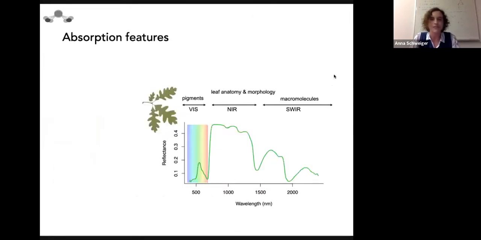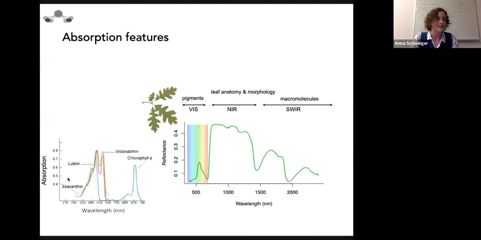This is a typical reflectance spectrum of a leaf, and you can see that plants are very efficient at absorbing light in the visible part of the spectrum, and they of course power photosynthesis with that energy. And here you can see the absorption features of photosynthetic pigments. They absorb less here in the green region. This is why we observe this reflectance bump, and this is why plants look green to us.